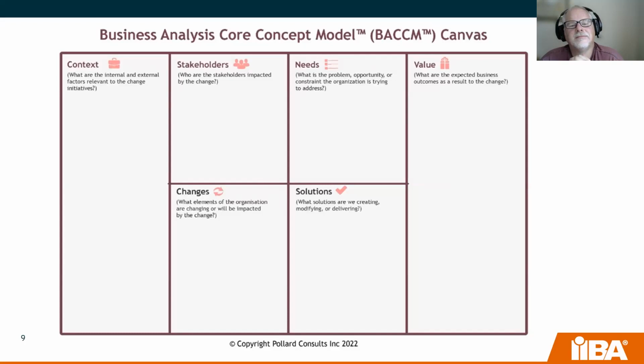From my experience, I actually start from the stakeholders to the needs. Sometimes at the very beginning, you wouldn't have all the information about the changes or the solution, right? So stakeholders first, needs, and like Stuart said, context. And as you learn more, you continue to update your canvas.